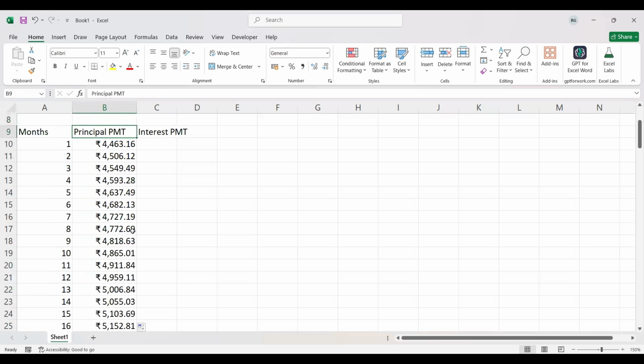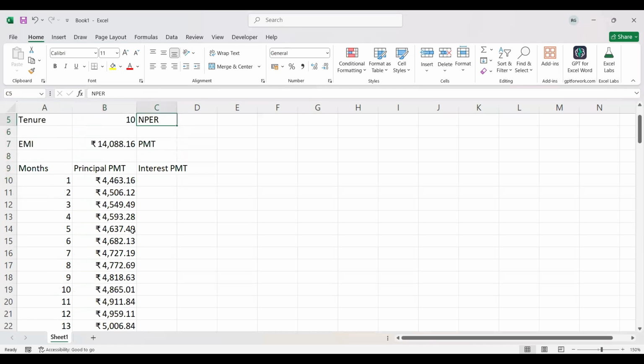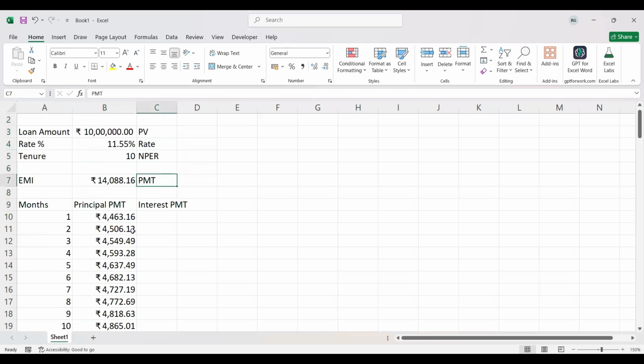Now I'm going to put the same function for the interest payment, because only the function name is different and all the other options are the same. So I'll just put is equal to IPMT.